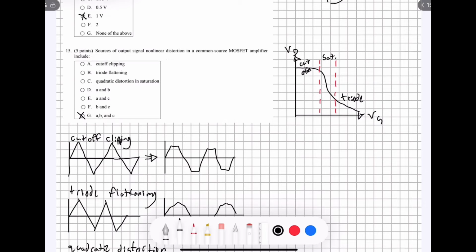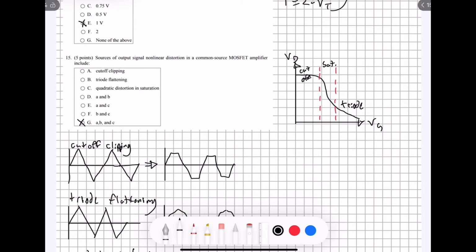All right, and in a common source MOSFET amplifier, all three of these are going to be present. So the correct answer is G, A, B, and C.